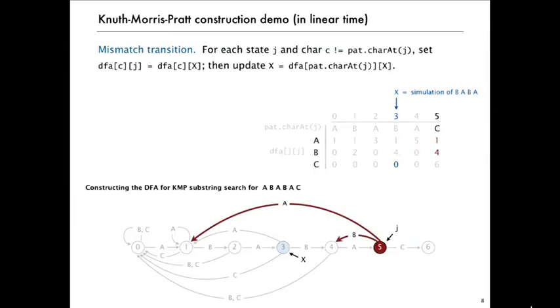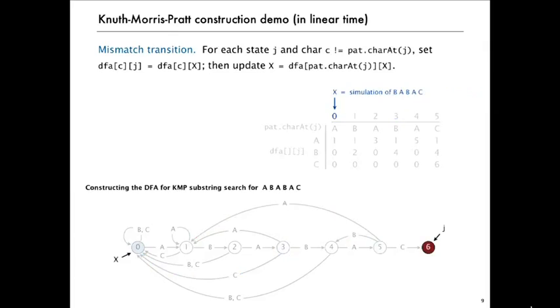And then when we do the C and get the accept, there's no mismatch. We do update X to get ready, but when we get to state 6, we're done. And again, just as a double check, X is where you'd be if you saw B, A, B, A, C. That's the construction of the Knuth-Morris-Pratt DFA. An efficient algorithm, really ingenious, and turns out simple to implement.